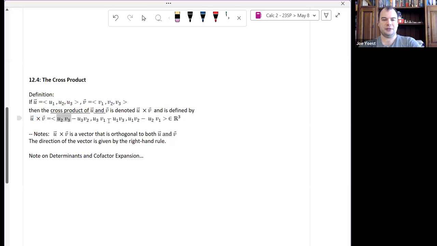U cross v is, note that this is a vector. The cross product of two vectors is a vector. And it's given by this complicated vector, where the first component is u2v3 minus u3v2. The second component is u3v1 minus u1v3. The third component is u1v2 minus u2v1. So note that the first component of the resulting vector does not contain either of the first components of u and v. And the same can be said of the second and third components.